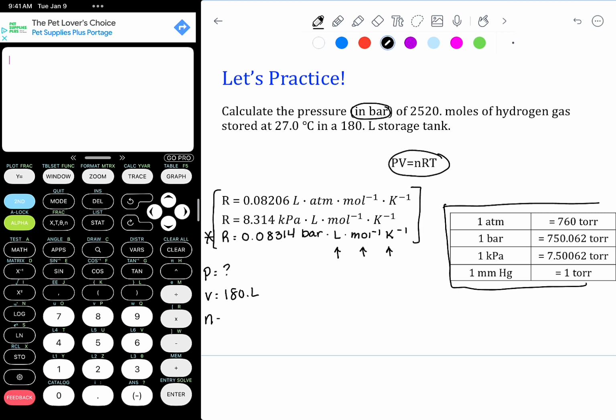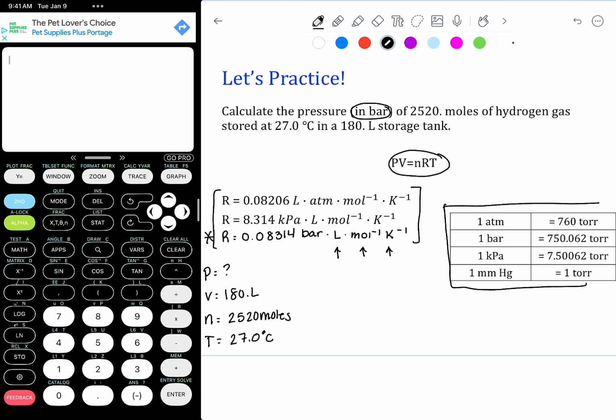N is defined as 2,520 moles. And T is originally defined as 27.0 degrees Celsius. But as with our other gas laws, we need to make sure that that temperature is in units of Kelvin.